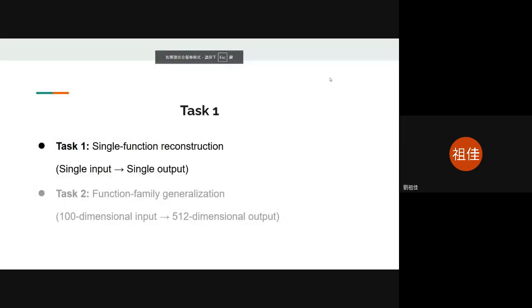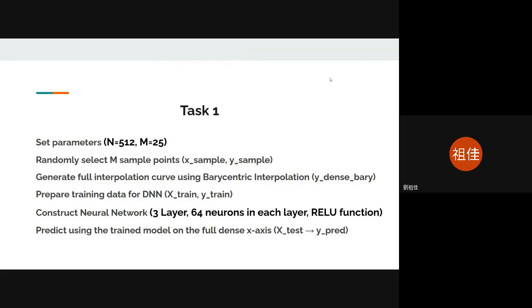In this task, we are focused on single input to single output, to reconstruct the original function. Here are some basic steps to finish task one. The most important part is that we set different parameters. In the original setting, we have 25 sampling points and 512 total points. For the DNN, we have 3 layers and 64 neurons in each layer, and we're using the ReLU function.